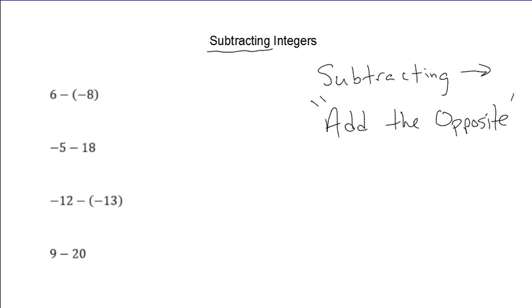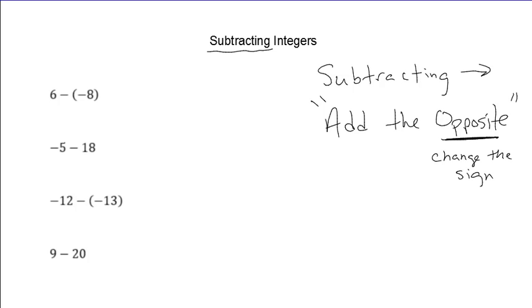Now remember, in arithmetic, opposite means opposite sign. So opposite means change the sign, in case you did not know that. So what we're going to do is add the opposite sign.